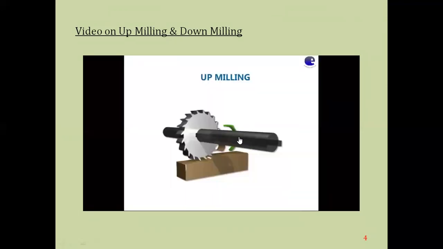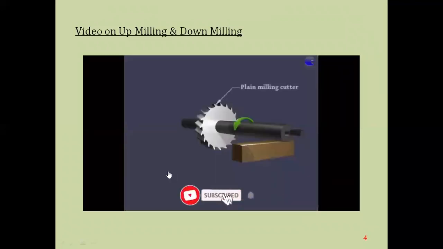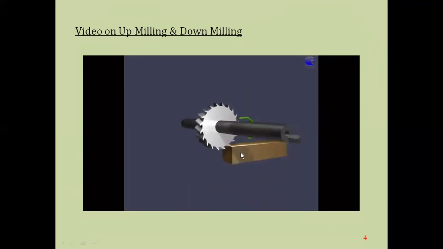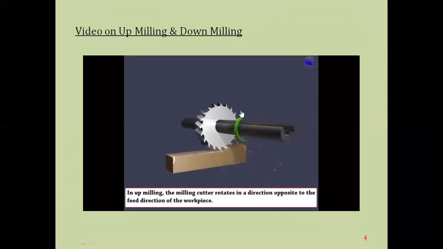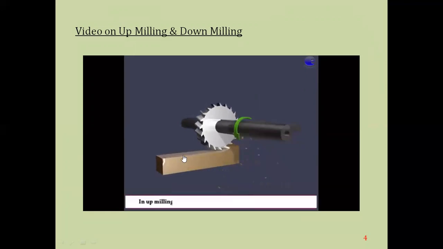Yes, this is the up milling, and you can see this is the multi-point cutting tool, and this is the workpiece. See, the workpiece is moving in this direction, whereas the cutting tool is moving in the opposite direction. So automatically what happens, this is nothing but the characteristic of an up milling. Material removal rate, as I was telling you, goes from a minimum to a maximum at the top.